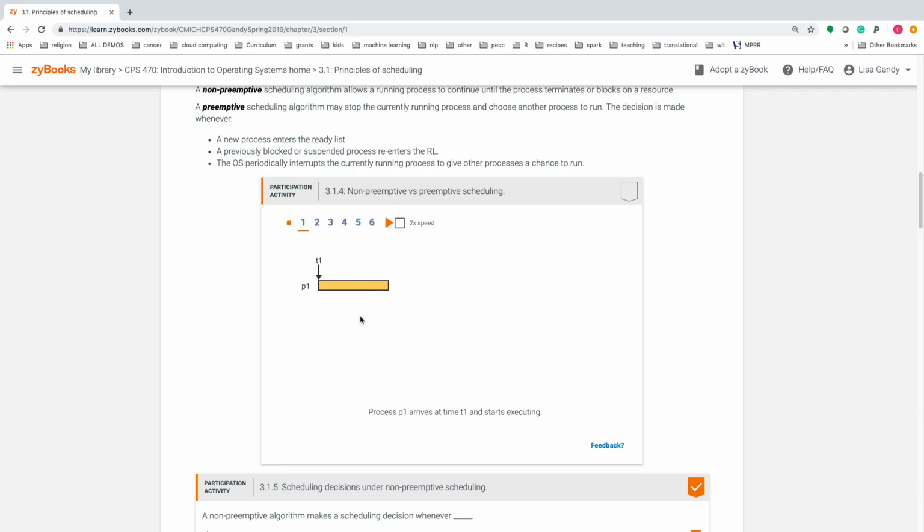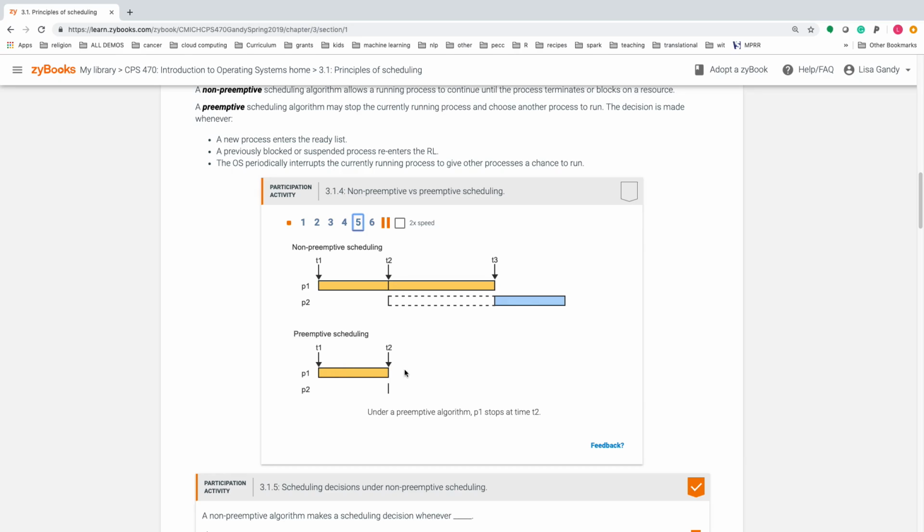So basically here we have non-preemptive scheduling. Process 1 will arrive and start executing. And then process 2 is going to arrive. If it's non-preemptive, P1 is going to continue while P2 waits, because there's nothing to preempt process 1. It just kind of waits. And then P2 is going to start when process 1 terminates. So even though process 2 entered at T2, it could have been executed, but it's not going to be executed till process 1 finishes. So that's non-preemptive scheduling. Under a preemptive algorithm, P1 will stop at T2.